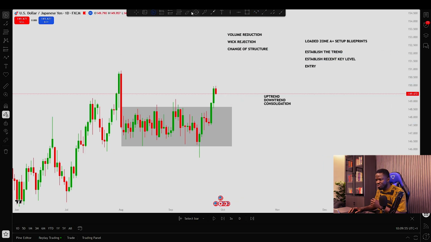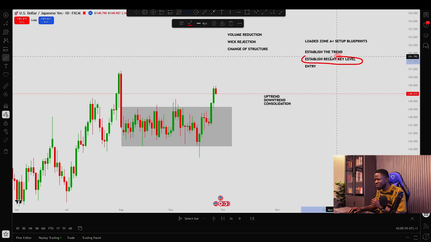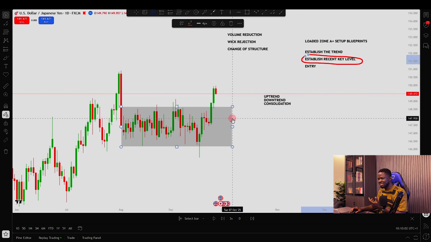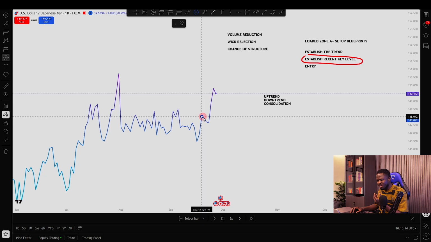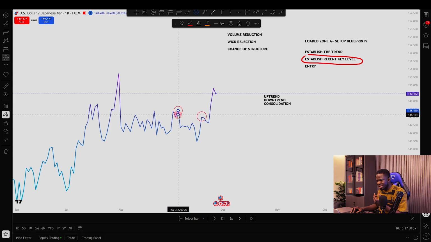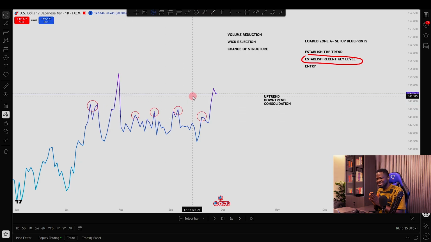The second step under our Loaded Zone A+ Setup Blueprint is to establish the recent key zone. Let me change it to line chart. If you look at the line chart right now, you can see some time ago price reacted here, reacted here, reacted around this zone, and reacted at this zone. These are valid key zones that price has been testing for a very long time before the buyers broke the consolidation zone to the upper side.